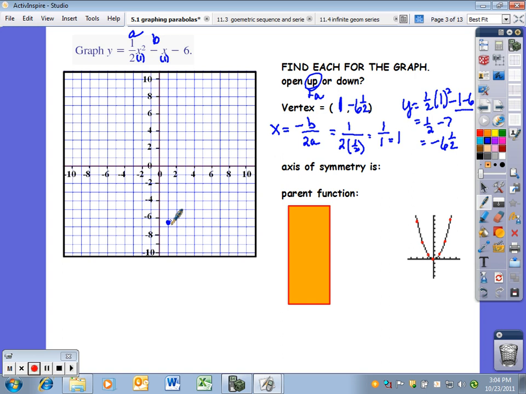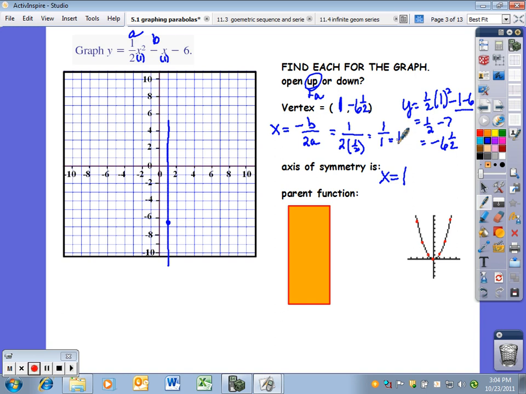My axis of symmetry will go right down the middle of that vertex, which is x equals 1. Your axis of symmetry will always be an equation that reads x equals the x value of my vertex.